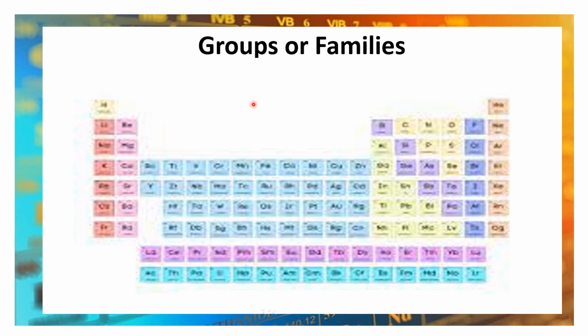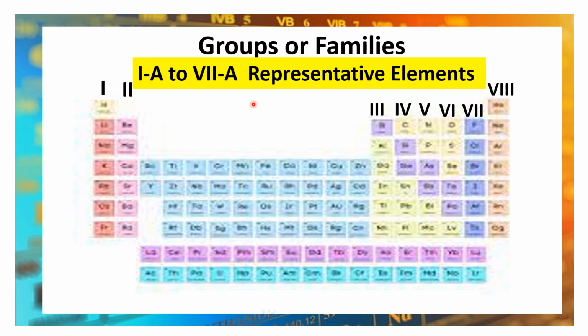Each vertical column is called a group or a family. Elements in a group have similar chemical and physical properties, identified with a number and either the letter A or B. Groups 1A to 7A are known as representative elements. And the group B elements are called the transition metals.